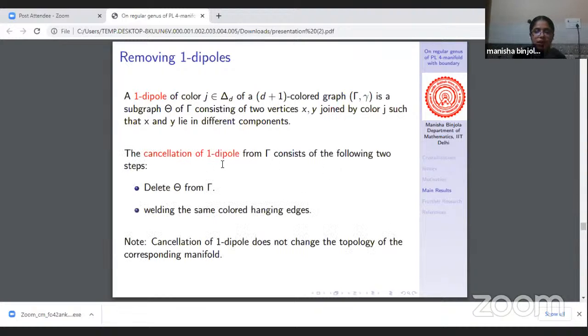Now cancellation of one dipole will follow these two steps, and as the name suggests, it is the cancellation of one dipole. So the first step is to delete theta, that is, delete the X and Y vertices. Now if we delete these two vertices, we have free edges which were earlier joined to these two vertices. Now the second step is to hang the same color edges together.